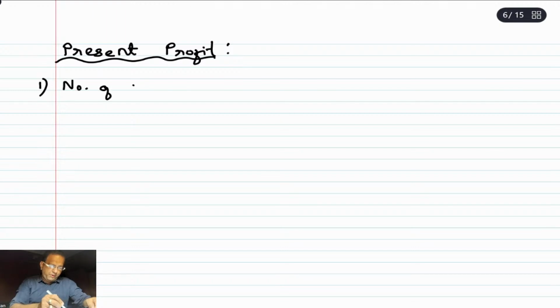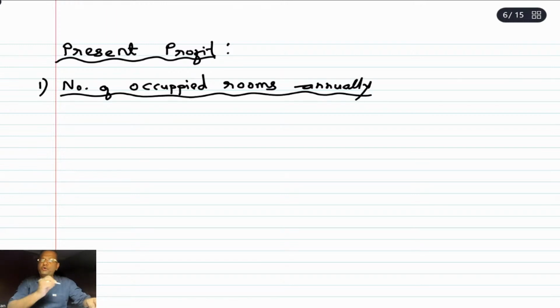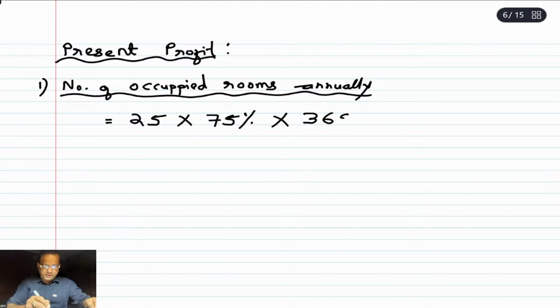Don't write this point, beta. This has been given in the study material. Just for your better understanding, I am writing this point. Present profit. So first of all, we will find out the number of occupied rooms annually. How will it be calculated? It's very simple. 25 rooms multiplied by 75% occupancy, and the hotel is operative 365 days a year. This will give the number of rooms occupied.